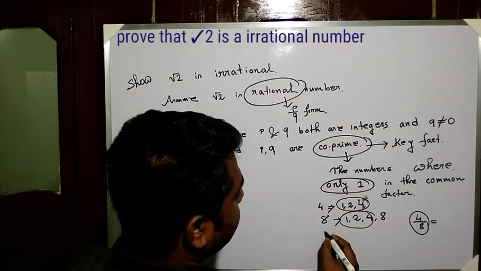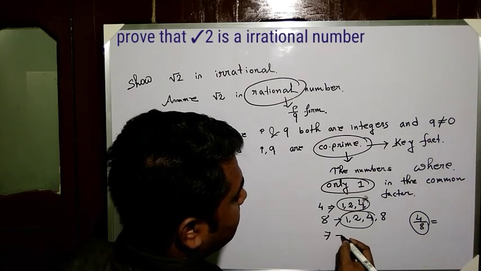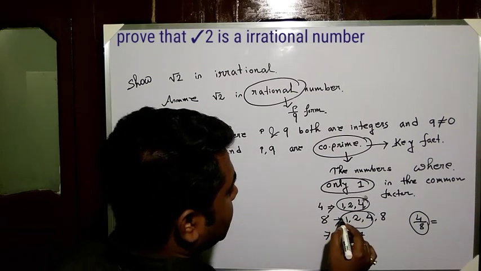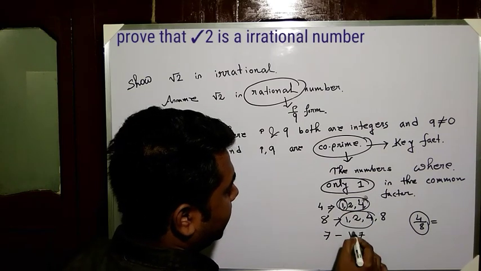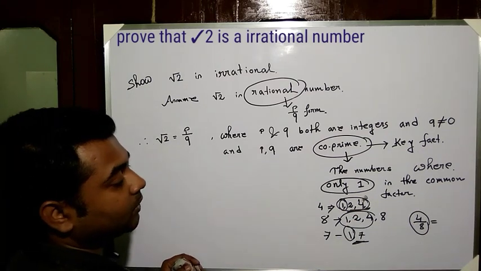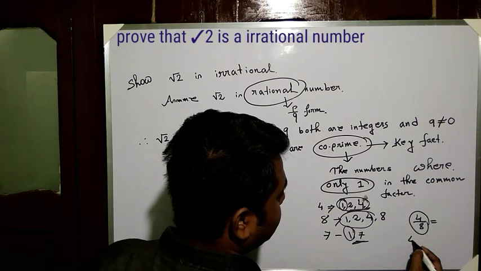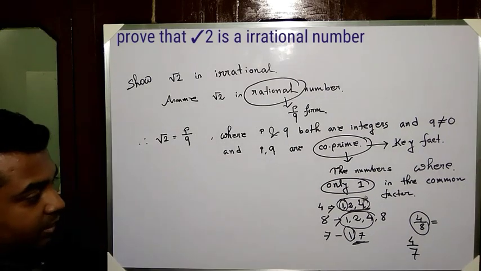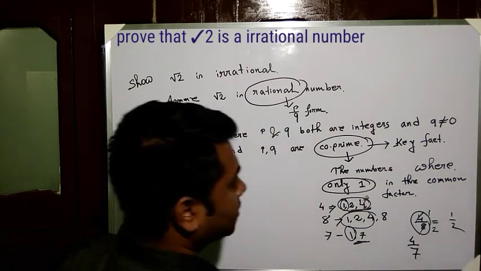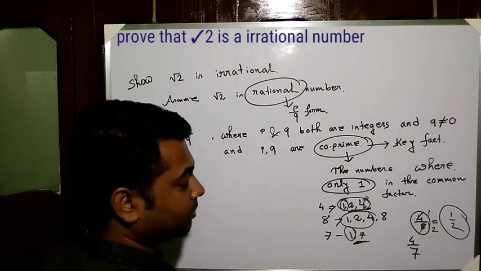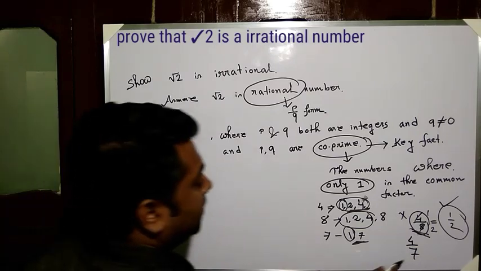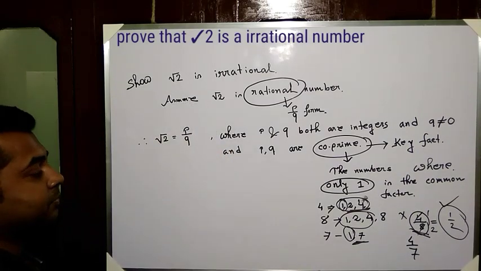Which type of number can we take? Suppose 7. What are the factors of 7? 1 and 7. So you can see only 1 is the same, the rest of the other parts are not the same. So we take 4 by 7, no common factor. If it is 4 by 8, you have to simplify it, 1 by 2. You can take 1 by 2, no problem, but you can't take 4 by 8.